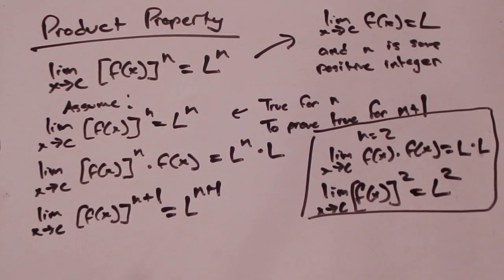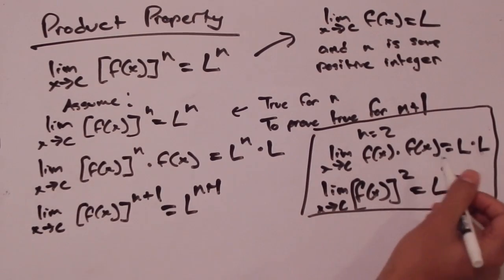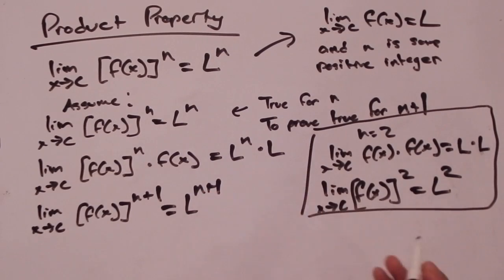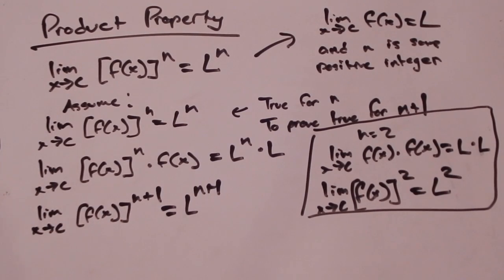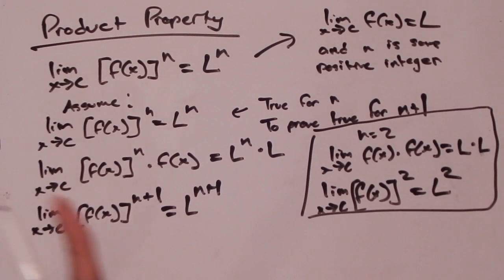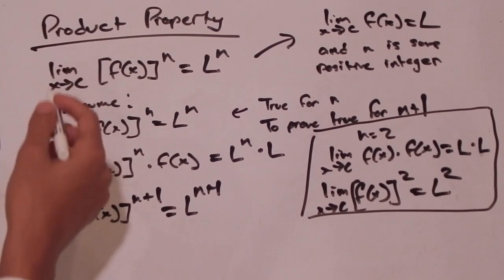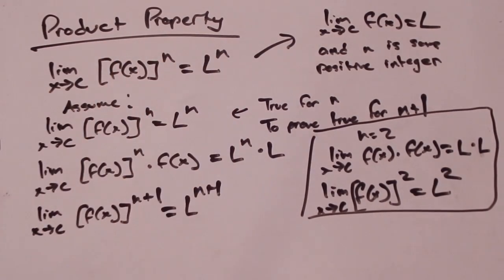We've also shown that if we assume it's true for n, then it's true for n plus 1. Well, what does that let us know? It says that if it's true for n equals 2, it's also true for n plus 1, or n equals 3. And then we can say, well, now 3 equals n, so it's true for n plus 1, which is 4. And we can do that all the way up, and that lets us know that for any positive integer n, the limit as x goes to c of f of x to the n is equal to L to the n.